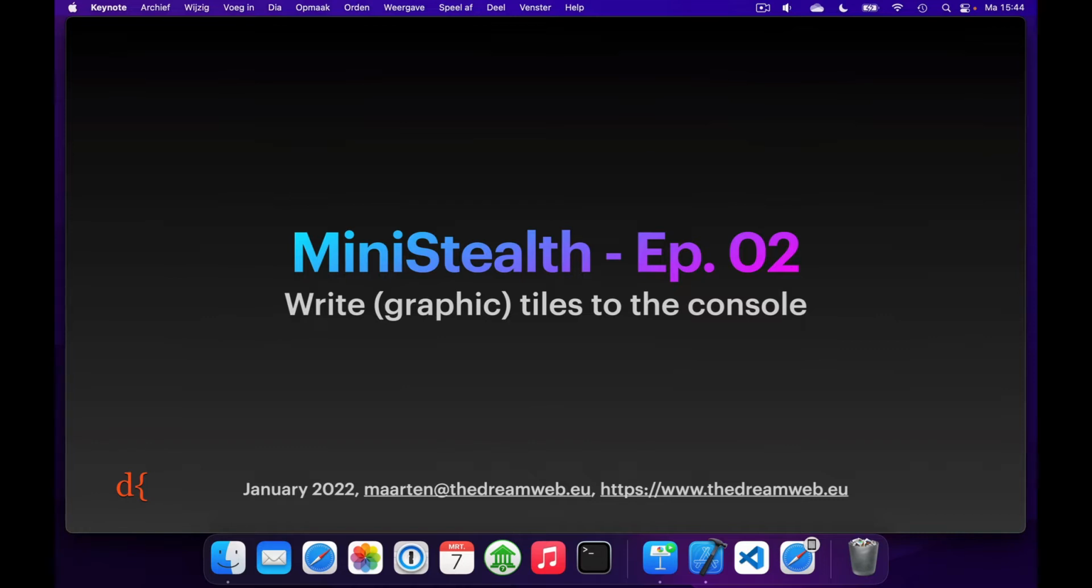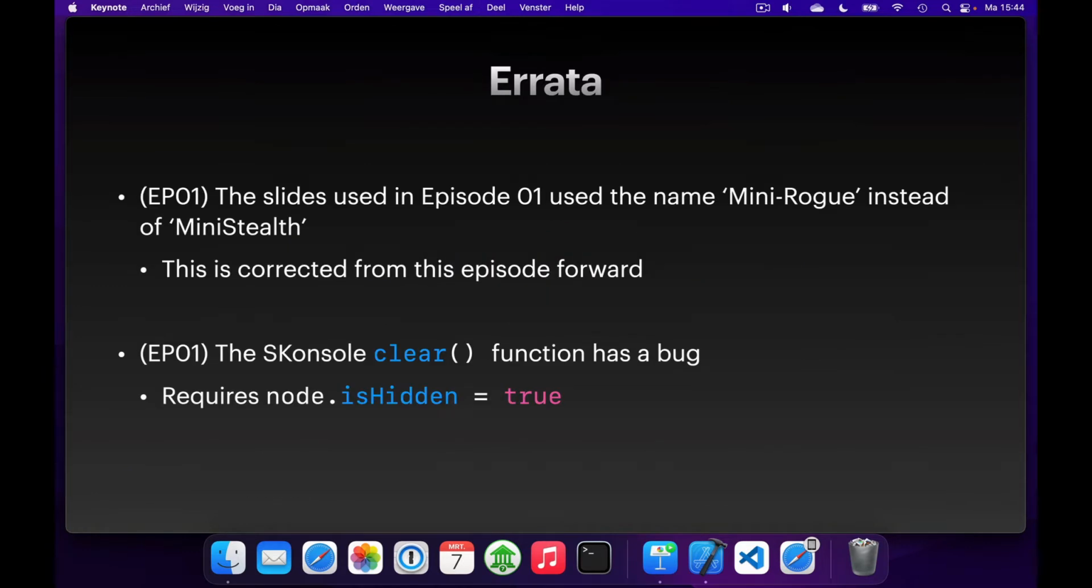So we spent the last episode making sure that we could create text-based characters in our console. Now we also want to be able to create graphics tiles for the console, for instance for a player or a wall or a floor, stuff like that. So let's get started.